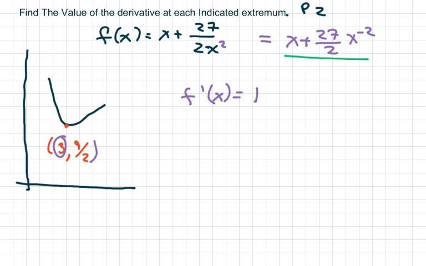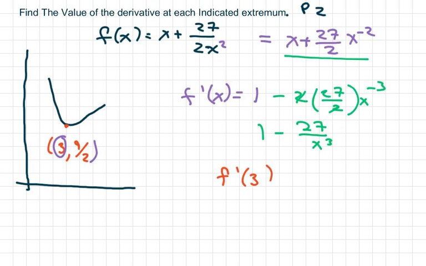So when you take the derivative of the second piece, that's going to be minus 2 times 27 over 2 to the x to the negative 3 times x to the negative 3. Alright. So cleaning this up, we get 1 minus, the 2's cancel, we get 27 over x cubed. Now we want to evaluate our derivative at 3. So we get 1 minus 27 over 3 cubed, which is 1 minus 1, and that equals 0.